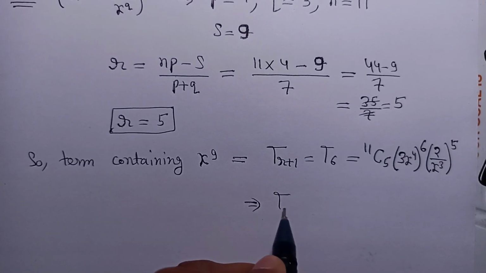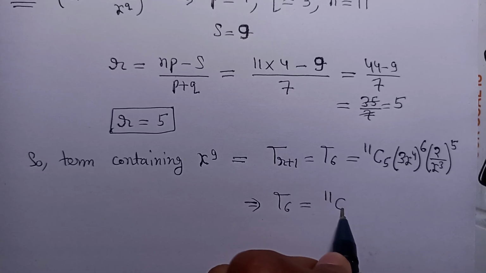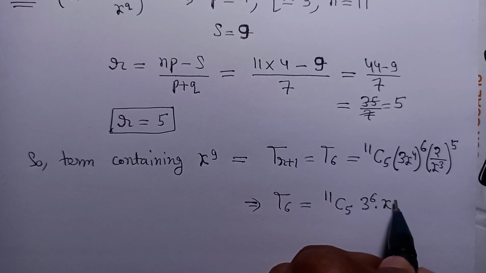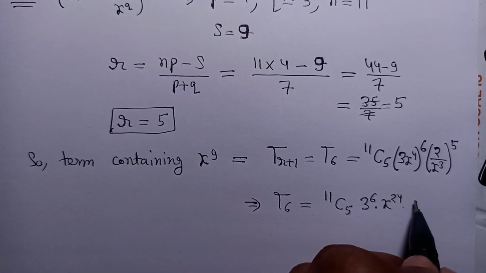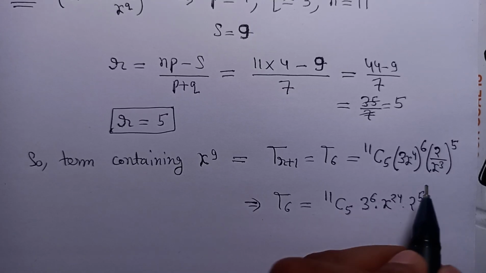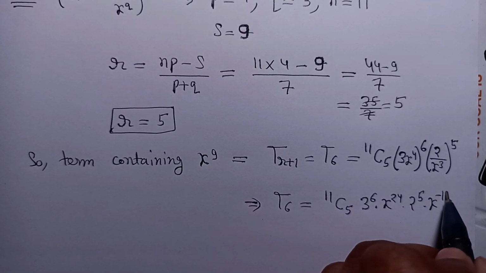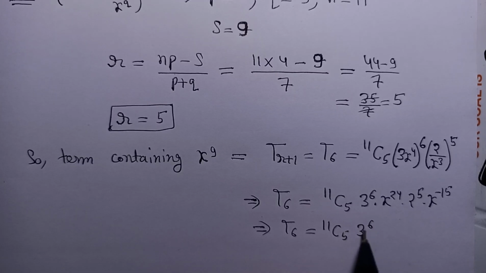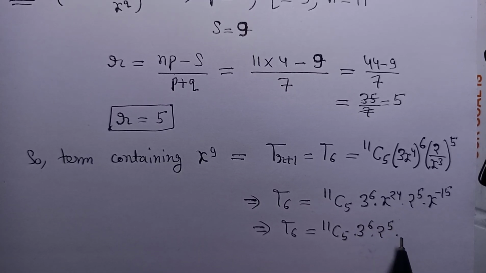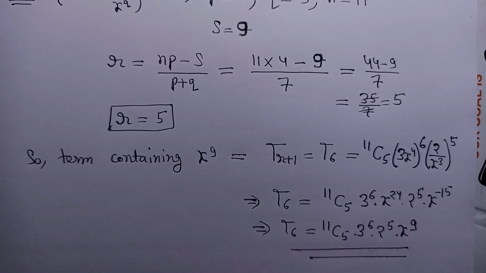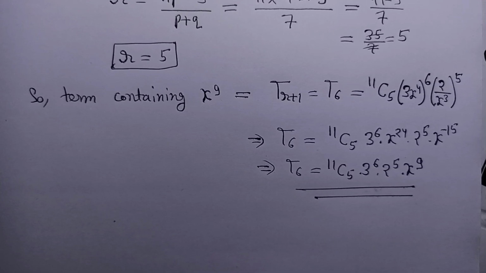So your required term is t6, which is equal to 11c5, and 3 power will be 6, x power will be 4 into 6, 24, 2 power 5, and x power 3 into 5, this is in the denominator, when you take it in the numerator, x power will be minus 15, and you will get t6 equal to 11c5 into 3 power 6 into 2 power 5 into x power 24 minus 15, that is 9. Okay, so you finally get this value.